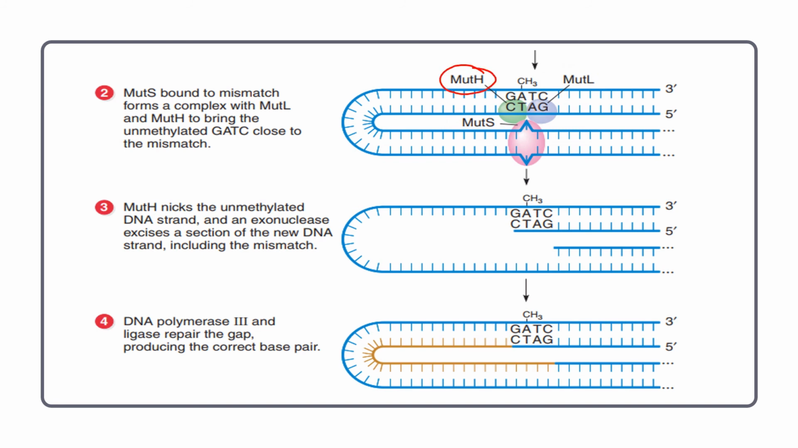MutH nicks the unmethylated DNA, that is the daughter DNA, at the GATC site, after which exonuclease excises the section of the daughter strand from the GATC site to the mismatch. So the entire sequence is excised, leaving a gap in the DNA sequence. This gap is then filled by DNA polymerase III and the final nick is sealed by DNA ligase, leading to the repair of the mismatched DNA.